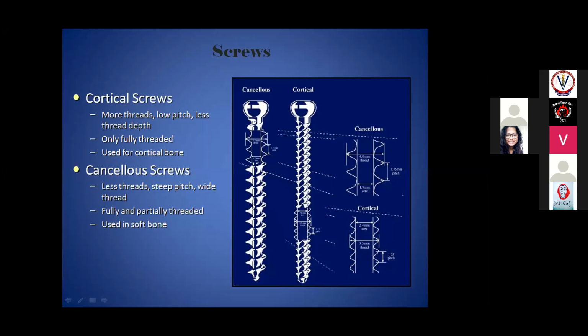Why is this pitch more? Because we are using this screw in a spongy bone. Spongy bone is a loose lamellar bone. So you should have more purchase between the bone and the screw. So the screw should engage more bone in a spongy area than in a cortical area. So more pitch is provided in a cancellous screw, less pitch is available in a cortical screw.